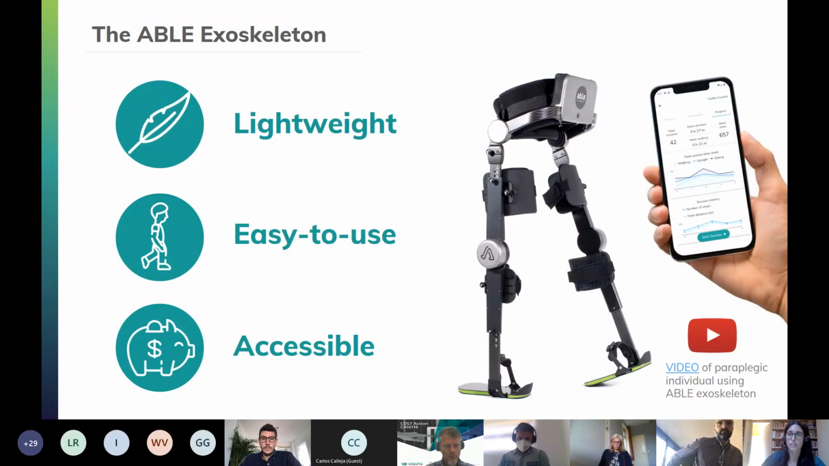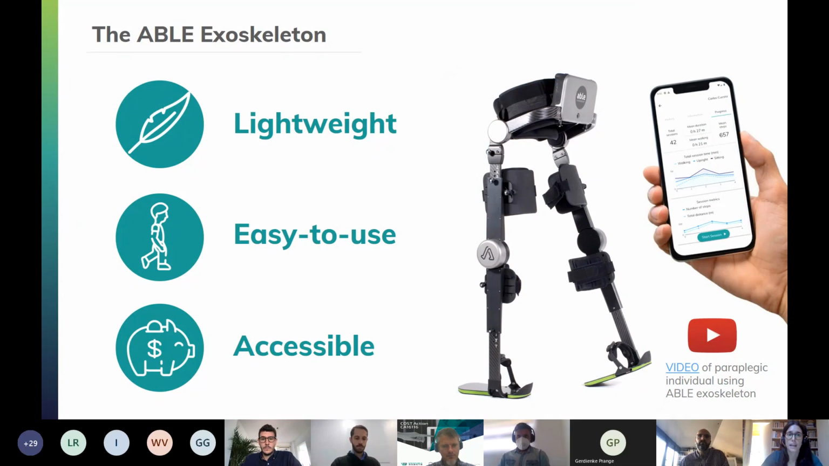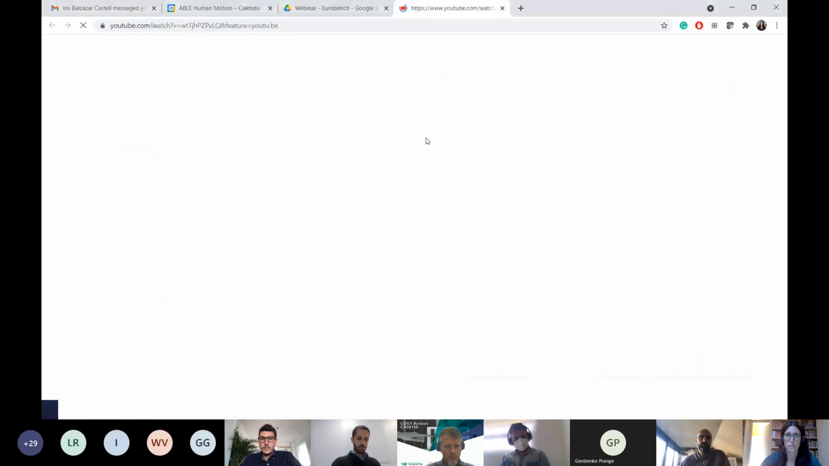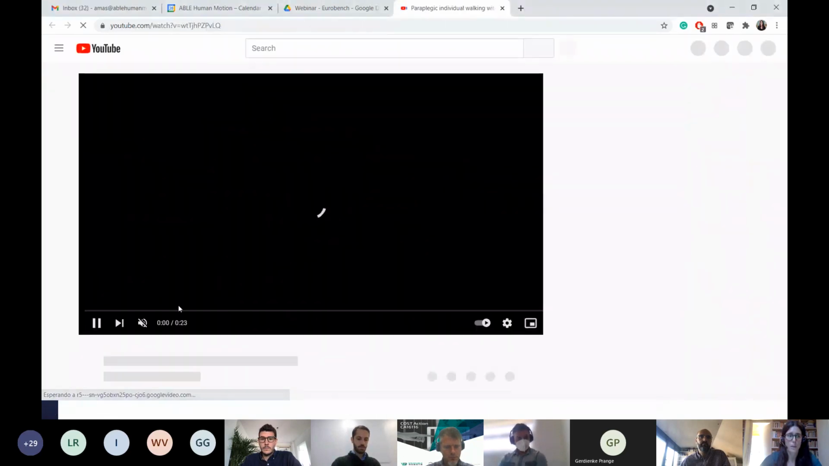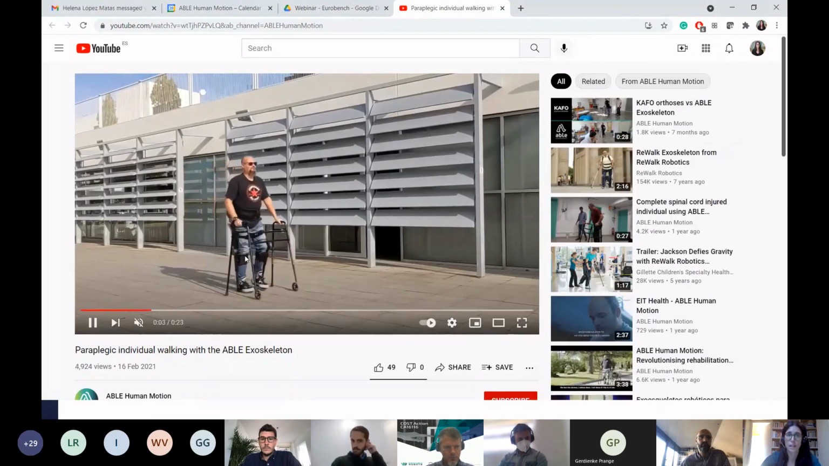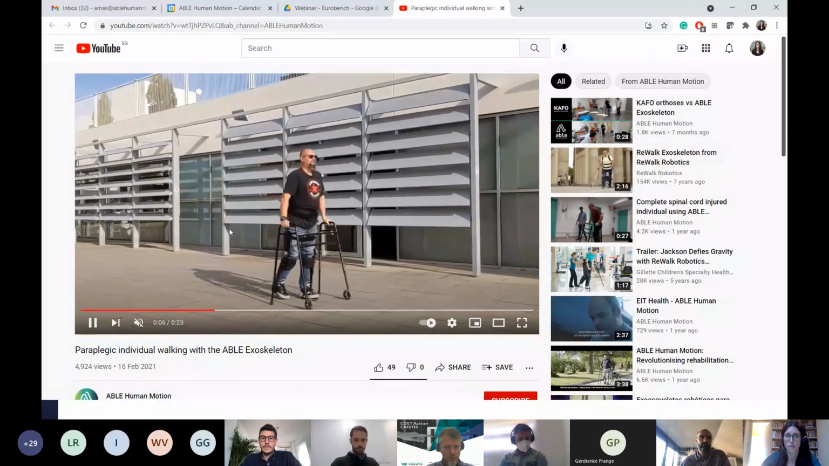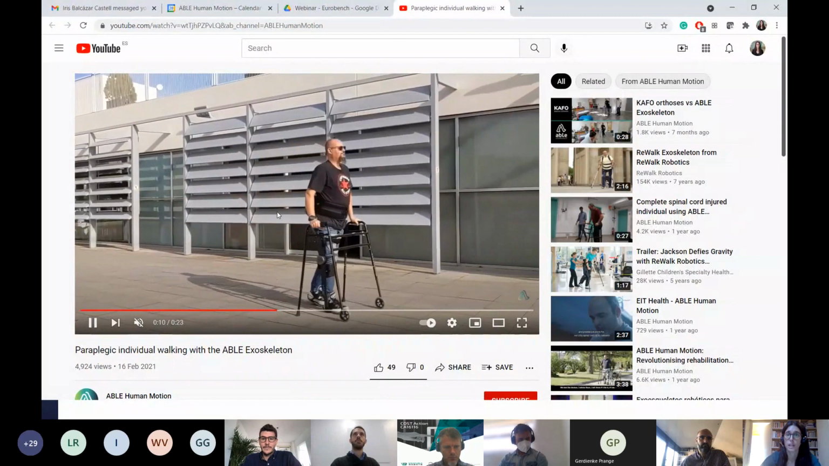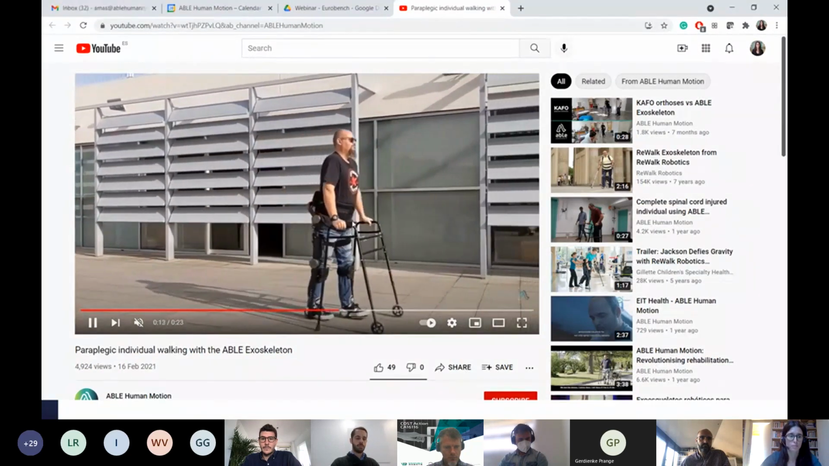Our first product is the ABLE exoskeleton, which has been specifically conceived for people with a spinal cord injury. Our value proposition with this exo is that it's lightweight, easy to use, and accessible. So we aim to enable the continuum of care from the hospital to the patient's home. Here you can see a complete paraplegic individual, Ricard, using our ABLE exoskeleton. As you can see, he can use the device autonomously without the need of help or supervision.